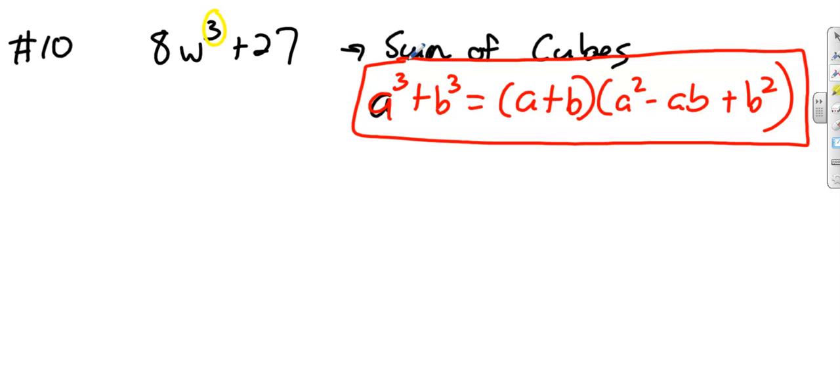Okay, and all you have to do then is take these 2 numbers that you have here and break them down so that there's something cubed. 27 would be 3 to the third. And you have w to the third, but you also need an 8 with this thing. So if you take 8 and break it down, that would be 2 to the third. So that would be 2w to the third, and then plus 3 to the third.